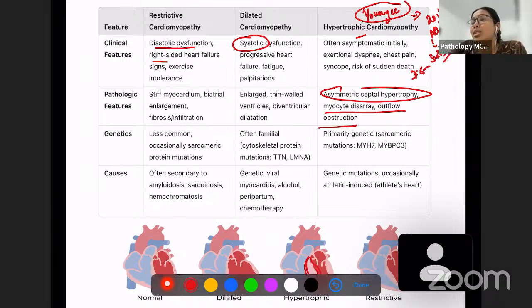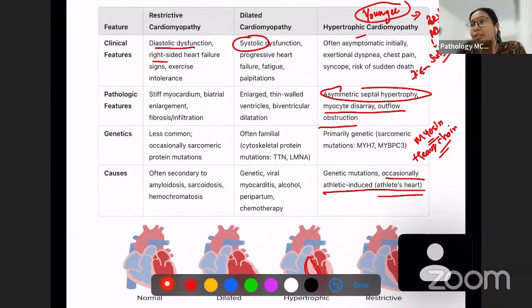So what are the genes involved? Because this occurs at a younger age, this is definitely associated with genetics. You're going to see a defect in myosin heavy chain proteins. Okay, so this is the defect. Occasionally athletic induced, athlete's heart.